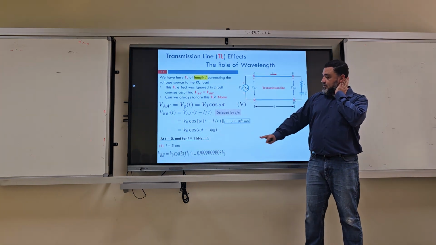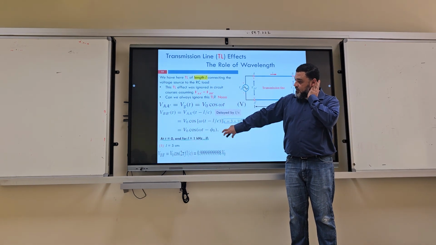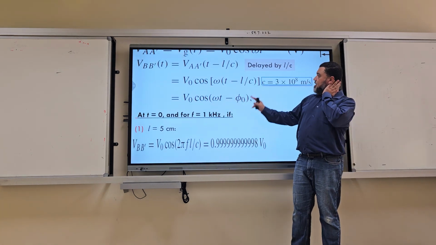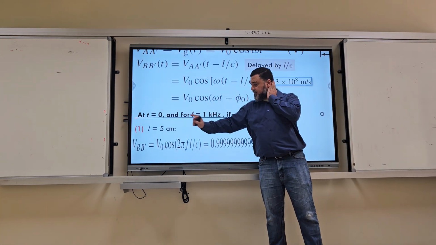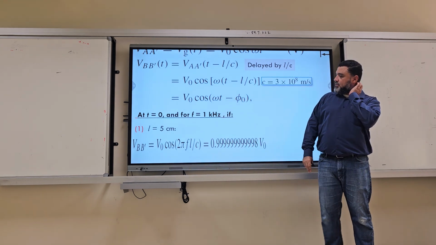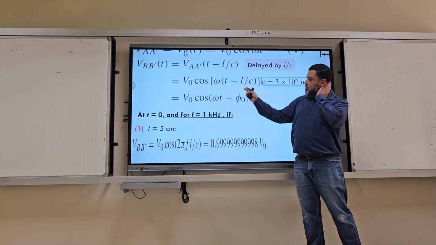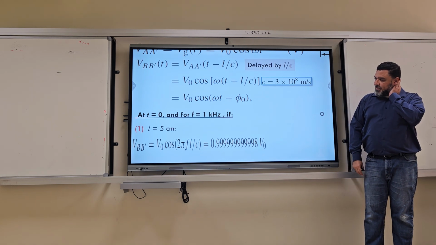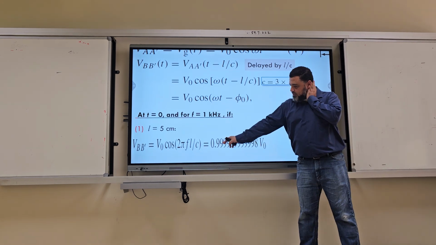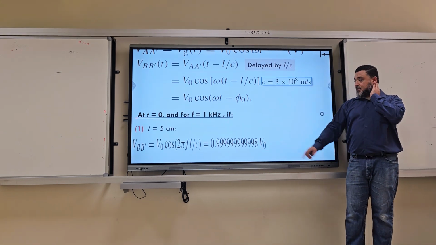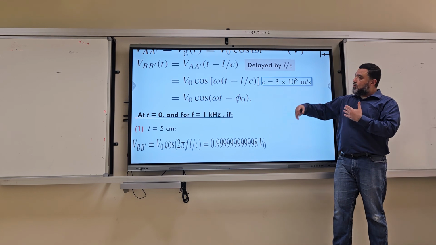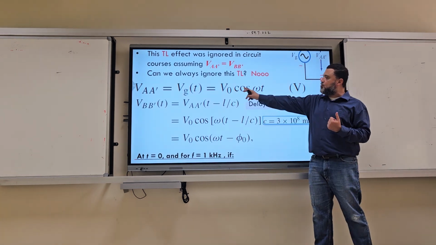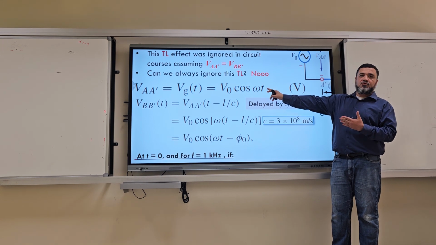Assuming at t equal to 0 and the frequency 1 kilohertz, the line has a length of 5 centimeters. What is the voltage VB? Just substitute t equal to 0, phi 0 equal to omega L over C. The answer is the magnitude of the voltage is 0.999 V0. This is the voltage at the load. What was the voltage at the transmitter, at the generator? It was V0 cosine 0.